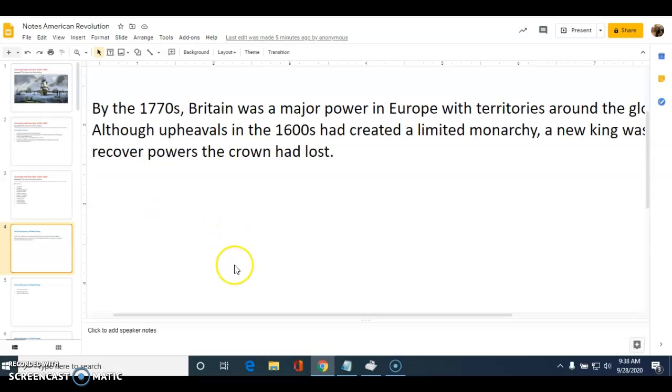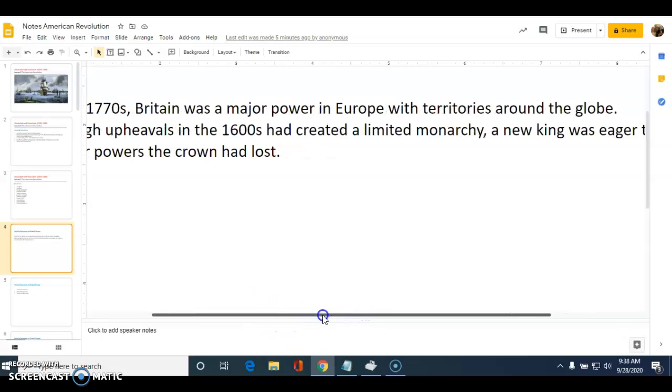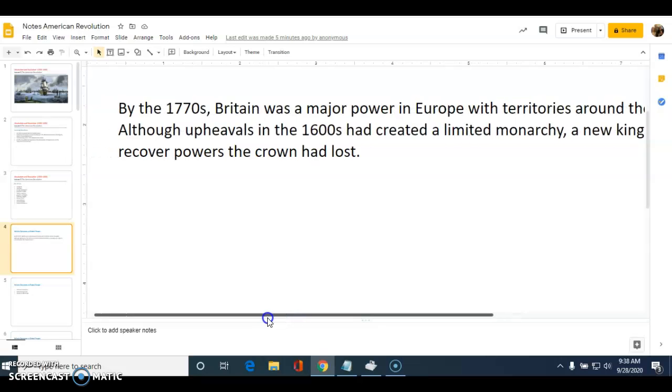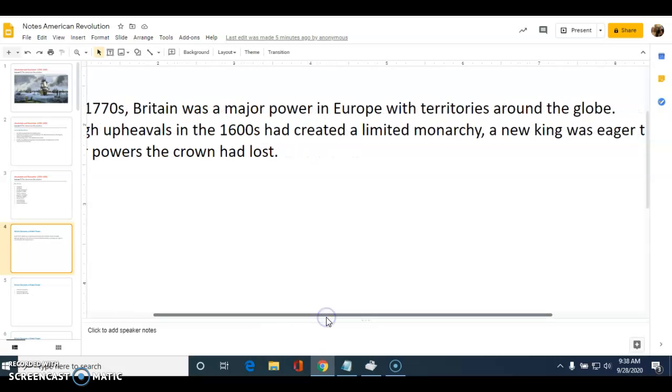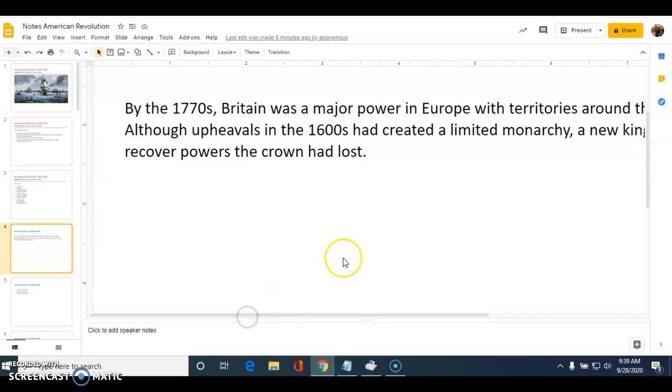Now, Britain had undergone a civil war, and they had changed from an absolute monarchy to a limited monarchy, and this freedom really led to a growth in England. However, there was a new king. His name was George III, and he felt that the monarchy was slipping too much in power, and he wanted to get a little more say. And so he wants to recover some of the power the crown had lost.